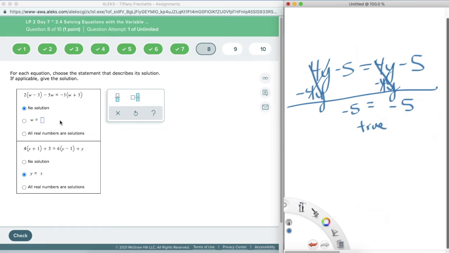But no solution, it's one of these weird answers, but it's not true. All real numbers are solutions, meaning it's a weird answer, but it is true. And then one solution, meaning that we know exactly what the variable has to equal. We got down all the way to the end and we have w equals a number, or like in the second one, y equals 5.